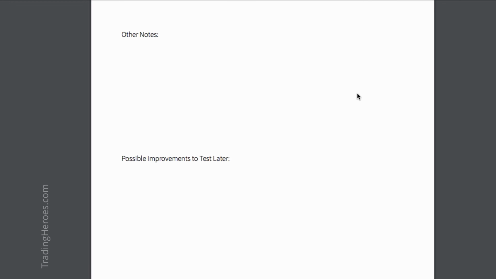Like what conditions need to happen if you enter a trade. Do you need to be in the London session or the New York session, stuff like that.